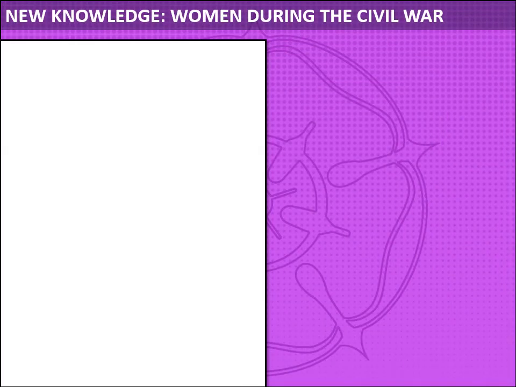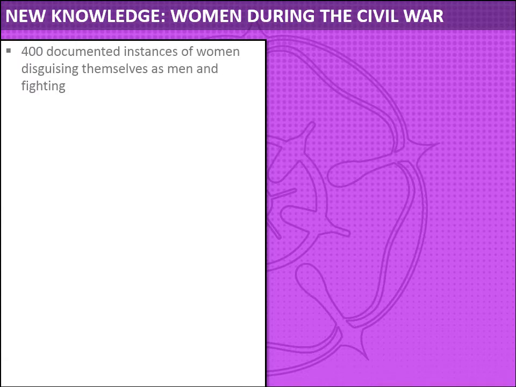Let's now look at the role women played during the Civil War. Now, the Civil War happened between 1861 and 1865, and it occurred between the Union states, so the states that wanted to be part of America, run by the president, and the southern states who called themselves the Confederate States, who wanted independence.